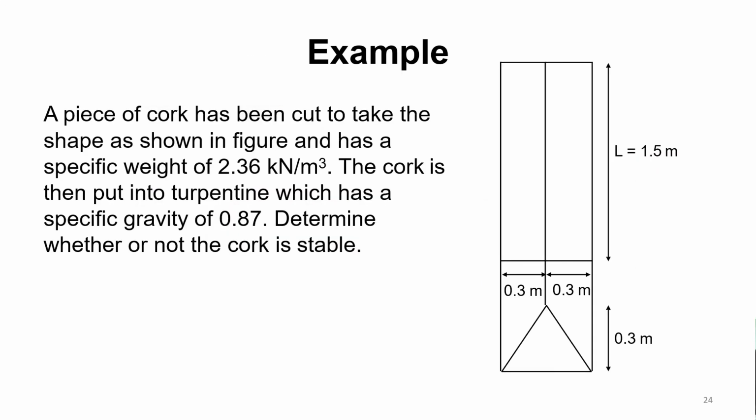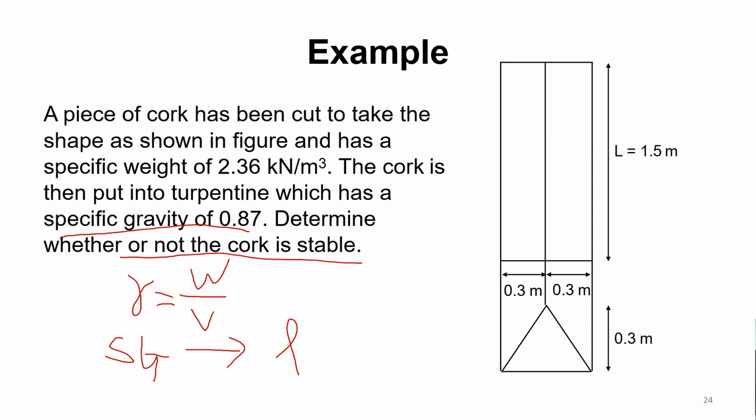Okay, then next example. Okay, for a question related to floating body, you really need to understand the floating body itself. Okay, so we have a piece of cork that has been cut to take the shape as shown in the figure. And given that the specific weight is 2.36 kN per meter cube, okay, specific weight is gamma. Specific weight is weight over volume. Okay, the cork is then put into the fluid which is turpentine, which has a specific gravity of 0.67. So the SG needs to be converted to density by times 1000, and determine whether or not the cork is stable or unstable.